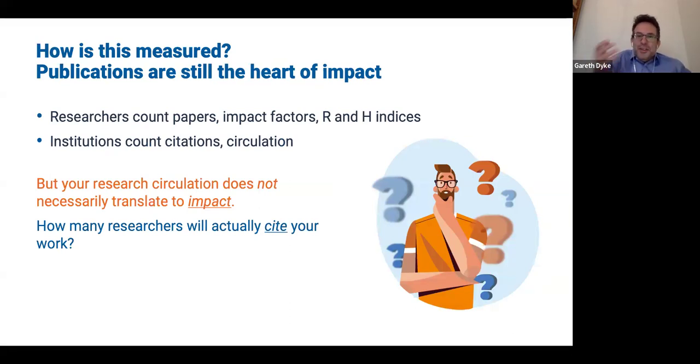Our institutions count citations, they look at circulation, but does your research article circulation translate to impact? How many researchers will actually cite and use your work? What is more important in terms of impact might be the difference that your research is making to the lives of ordinary people, particularly in biomedical sciences and fields like pharmacy, I would say in particular.